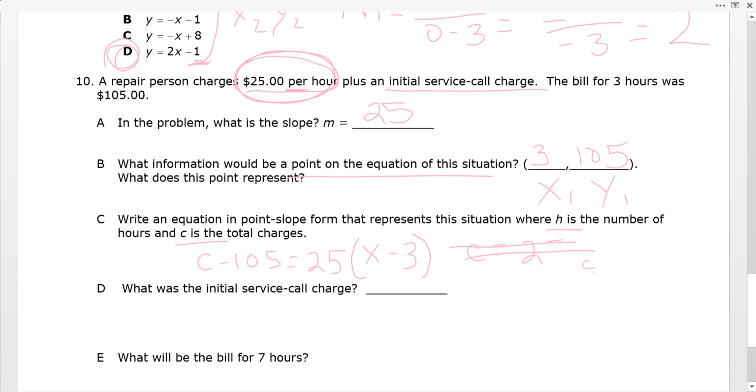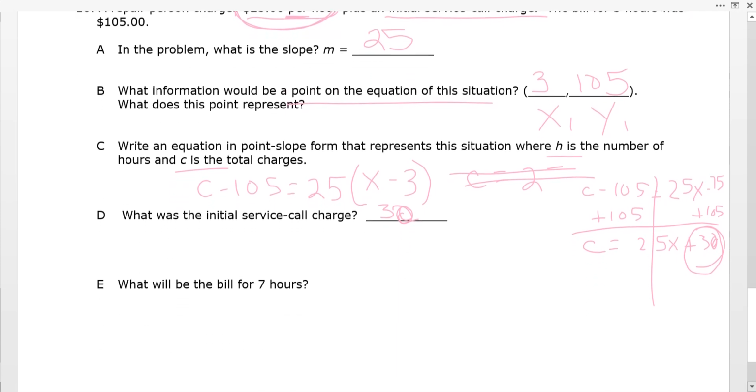So let's have C minus 105 equals 25H minus 75. I'm going to add 105 to both sides. I'm going to move everything over because I seem to have not given myself enough room. So we have 25H plus 75, 85, 95, 105, $30. So from this, I know that my initial service charge is $30, because that's my y-intercept, which would be my initial charge.